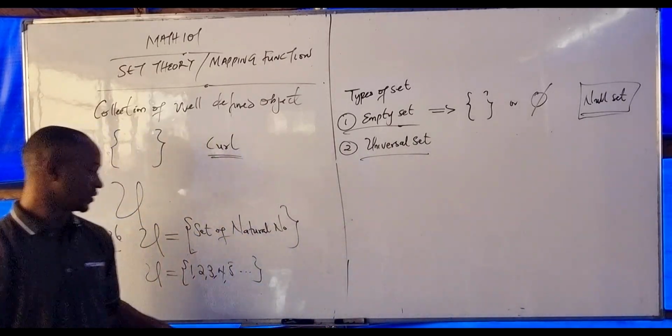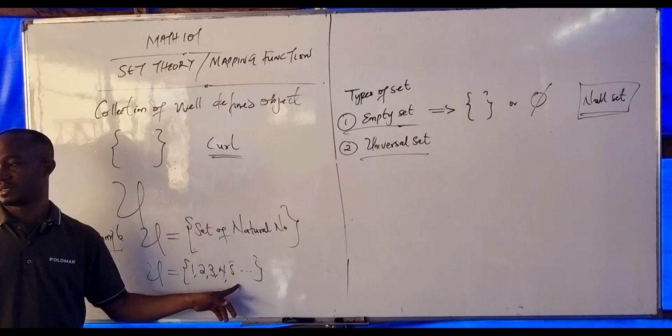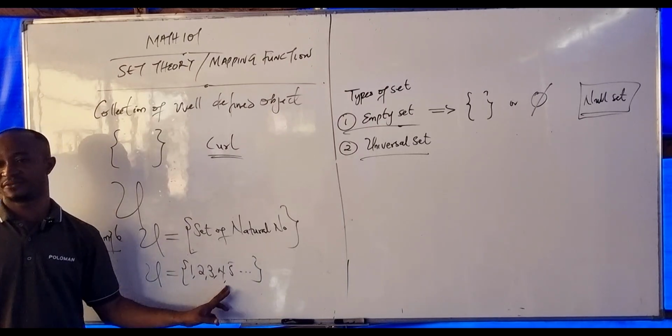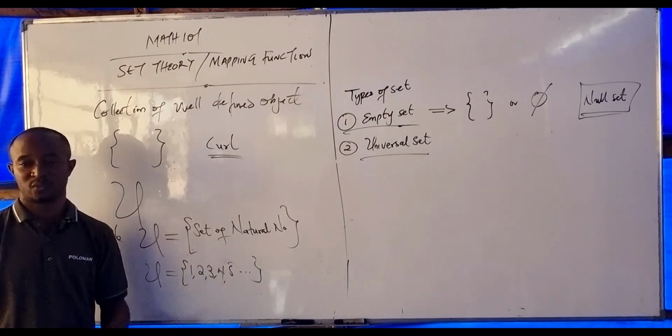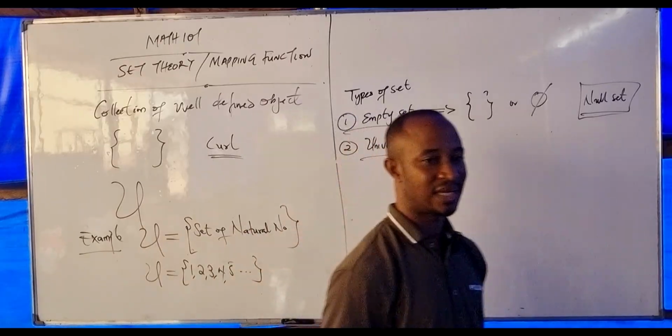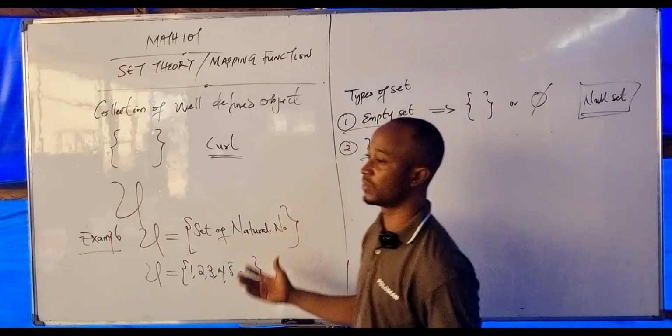Now when you see the dots, dot, dot, dot, that means it's an infinite set, meaning they are uncountable. There are other numbers that follow 5. Are you there? So when you hear the word general or universal set, these are sets that house or contain every other subset.